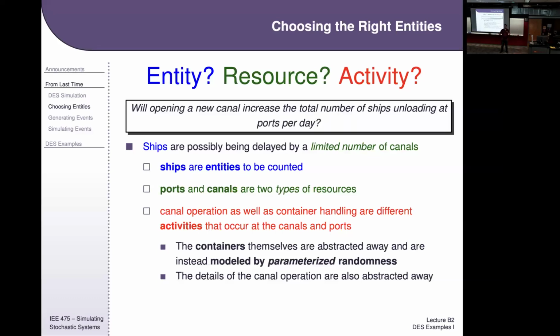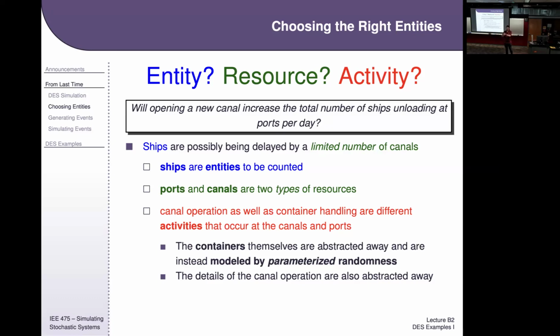So the ships can be delayed. What are different things that can delay a ship from getting on its way? Loading up at a port can delay a ship, but also getting through a canal where only one ship can fit through at a time. So now the canals become a new type of resource. And the canal operation, as well as the container handling, are different activities that just get put into an activity duration. So on average, it takes a ship 3 hours to get through this canal and all the locks or whatever. Sometimes it's less, sometimes it's more.